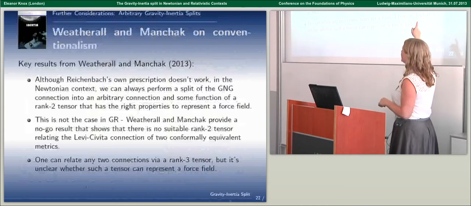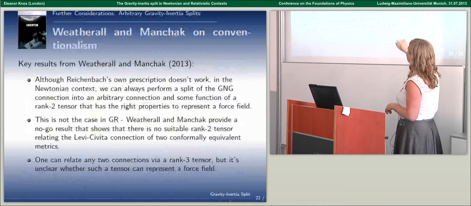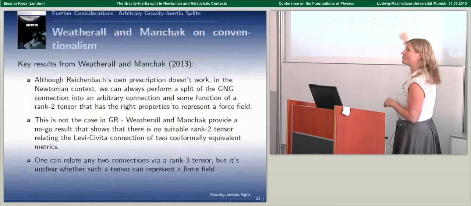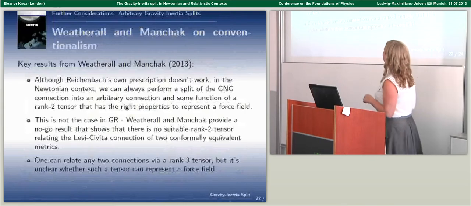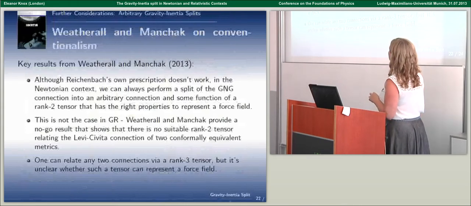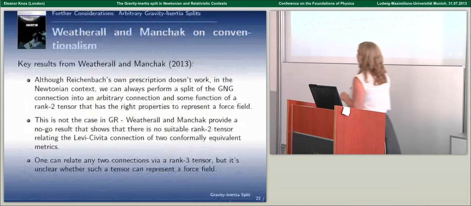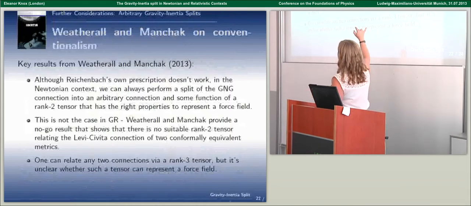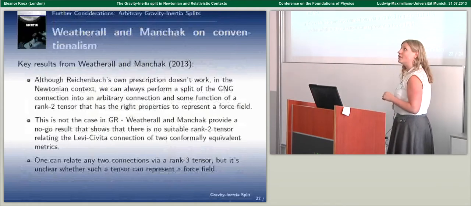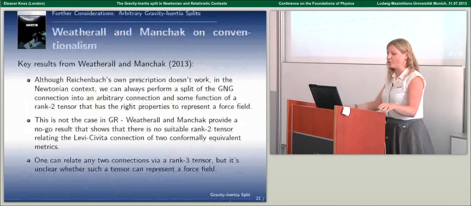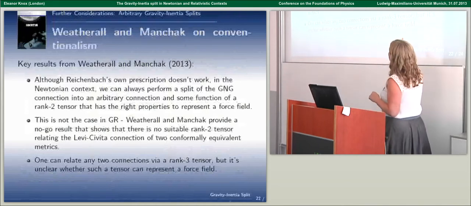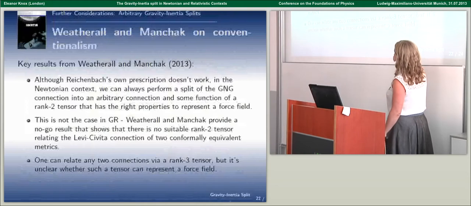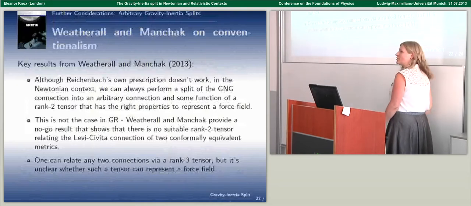But they also show that something similar is not the case in GR. There's a no-go result that shows that you can't find a suitable rank 2 tensor, and the suitable rank 2 does a lot of the work there, relating the Levi-Civita connection of two conformally equivalent metrics. So they're working with symmetric connections only, but you can rule out a whole class of possible split options here. You can relate any two connections via a rank 3 tensor, and it's not quite clear whether that kind of tensor can represent a force field.